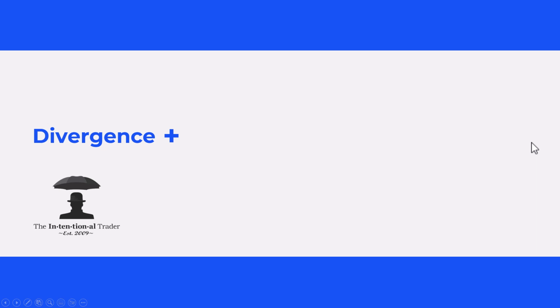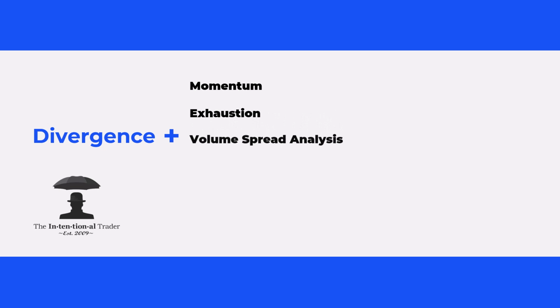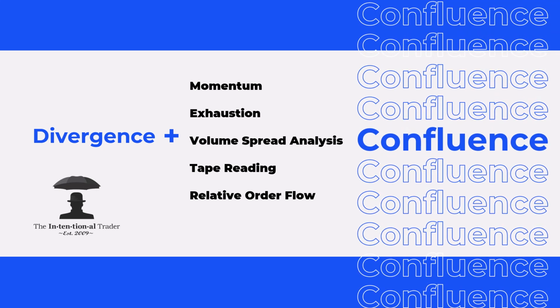Remember what we're talking about here. We're talking about a confluence of events. I don't trade just divergence. I don't trade just momentum. I don't trade just exhaustion or volume or tape reading or relative order flow. I don't trade just one or two of those. I combine them all together. And when all of them are in agreement with each other, we have confluence. That's what triggers a trade for us.